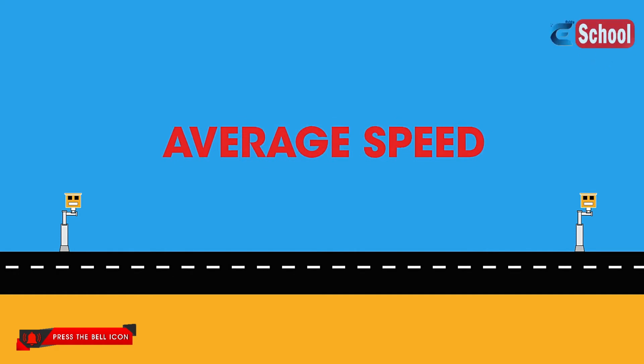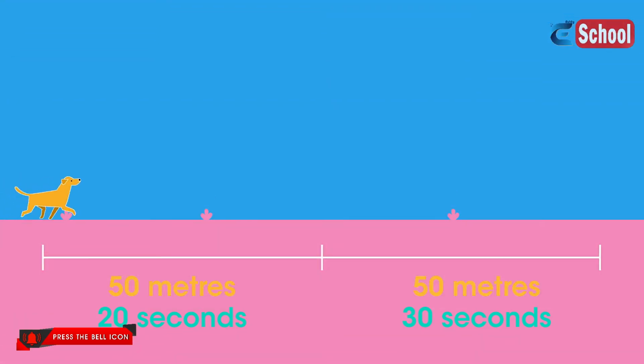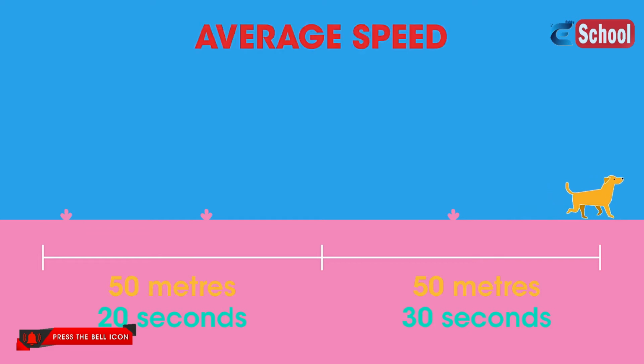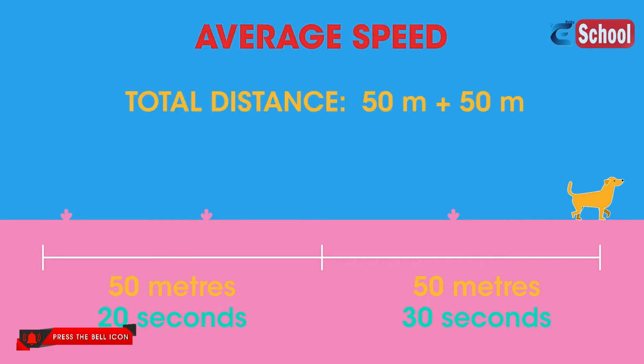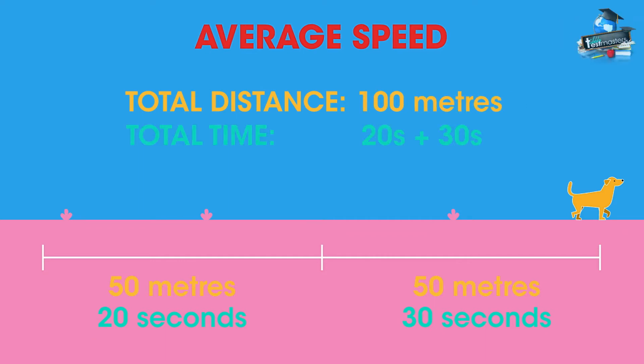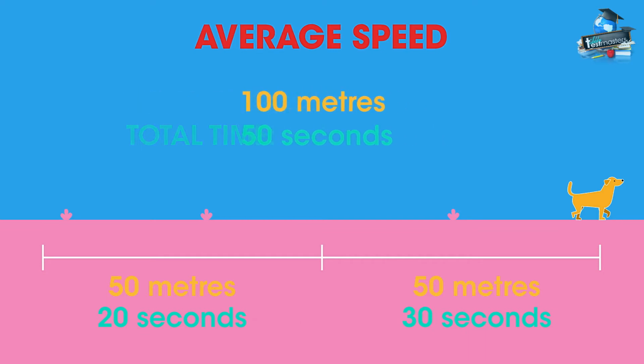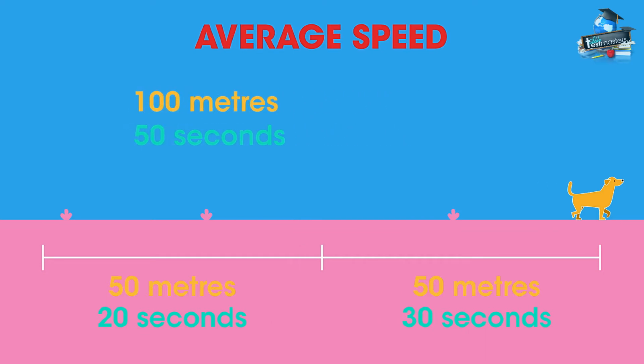Let's look at an example. A dog is running across a field. She runs the first 50 meters in 20 seconds, but then gets tired and runs the last 50 meters in 30 seconds. To calculate the average speed, we must first find the total distance the dog has travelled. Then we find the total time the dog has travelled for. Then we can calculate the average speed by dividing the total distance by the total time. Simple. And now it's your turn.